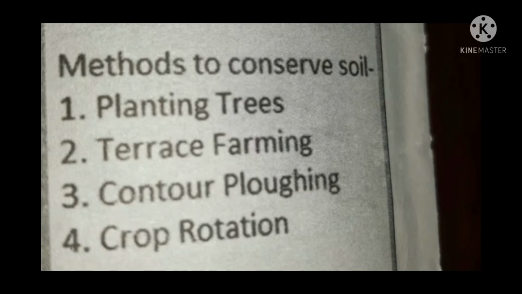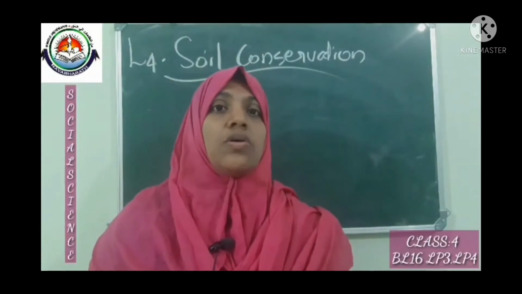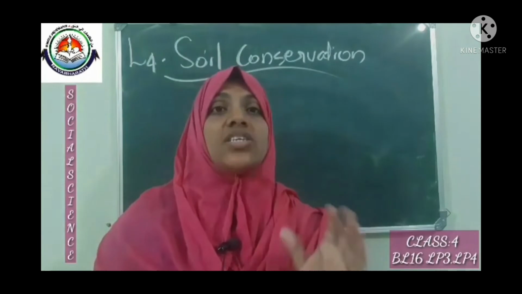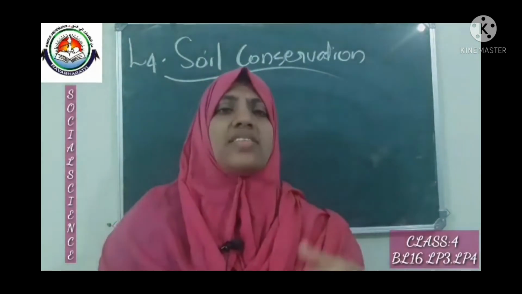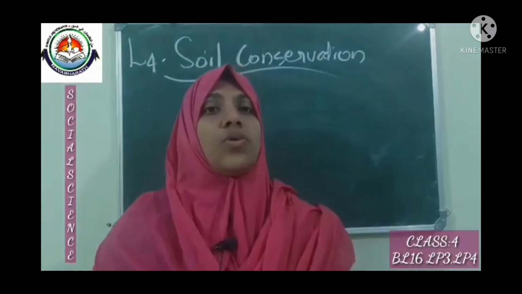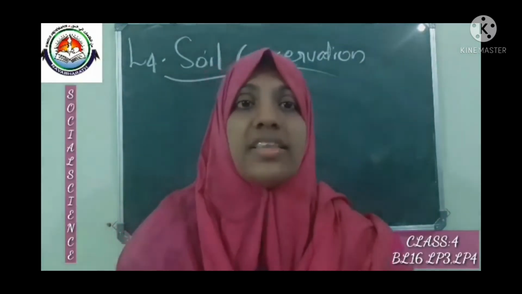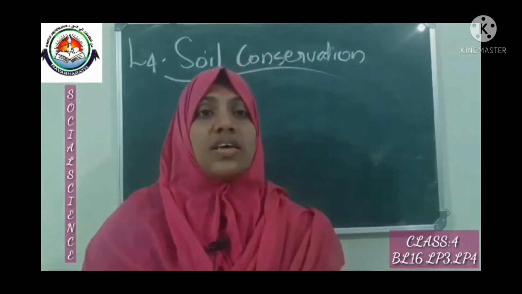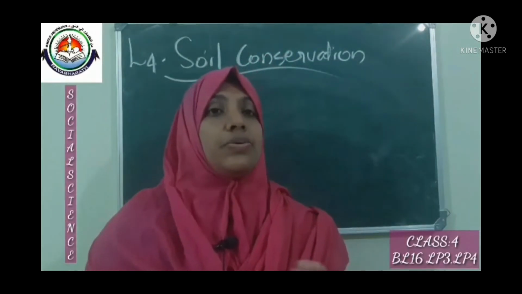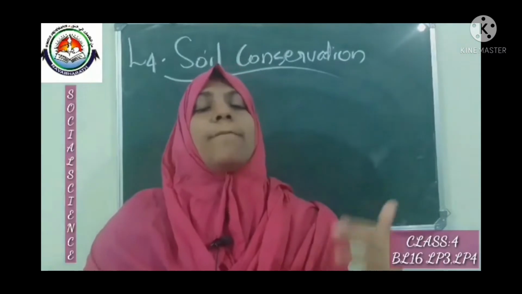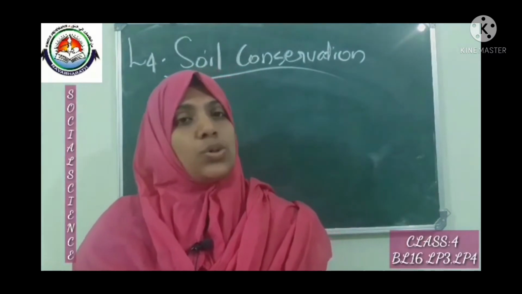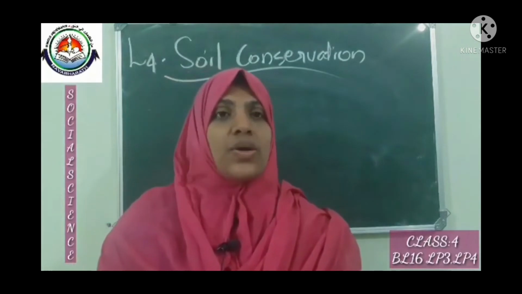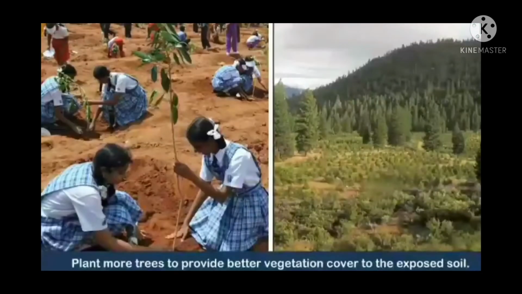These are the 4 ways to conserve soil erosion or to conserve soil. Soil is very important because we depend on animals and plants. Animals, plants and human beings also depend on soil to get their food. So we have to conserve our soil by using different methods such as planting trees, terrace farming, contour farming and crop rotation.